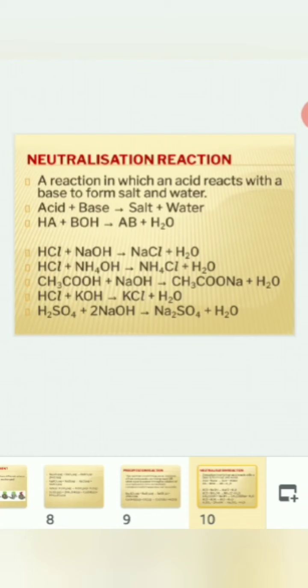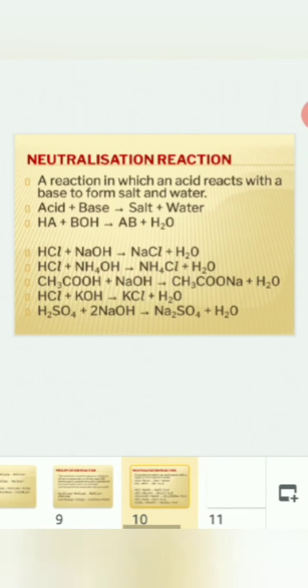Next, hydrochloric acid plus ammonium hydroxide gives you ammonium chloride and water. Acetic acid plus sodium hydroxide will give you sodium acetate plus water. Hydrochloric acid when reacting with potassium hydroxide gives you potassium chloride plus water, and sulfuric acid when reacting with sodium hydroxide gives you sodium sulfate plus water. So in each reaction you can see the product is a salt and water. So a neutralization reaction always gives you salt and water as the product.